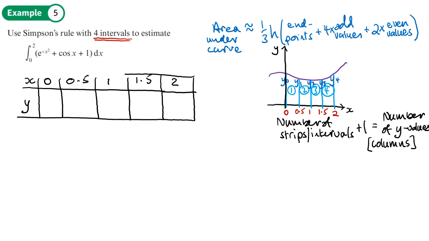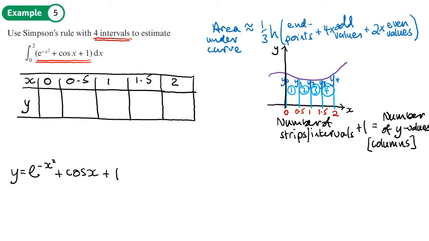Okay, so we will use the formula once we have worked out the y values. Now, how do we work out the y values? Well, we just use what we've been given here. Each y value is going to be equal to e to the minus x squared plus cos x plus 1. The easiest way to do this, rather than work out each one individually, is on your calculator, we're going to turn it into a table.